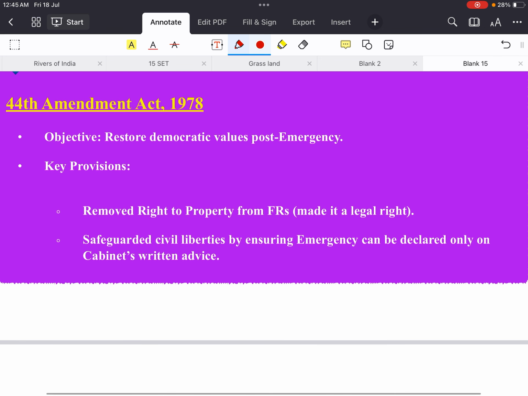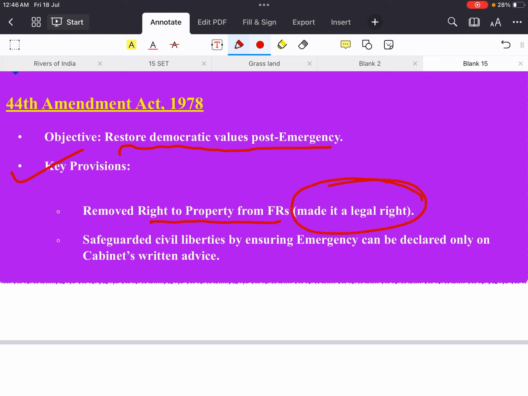Then comes the 44th Constitutional Amendment Act 1978. What was the objective? Restore democratic values post Emergency. What are the key provisions? Removed right to property from fundamental rights and made it a legal right.